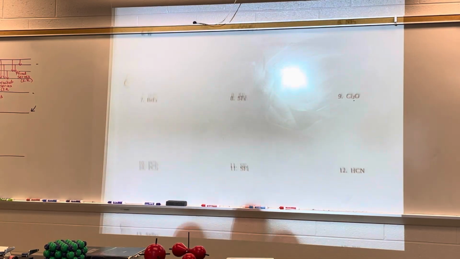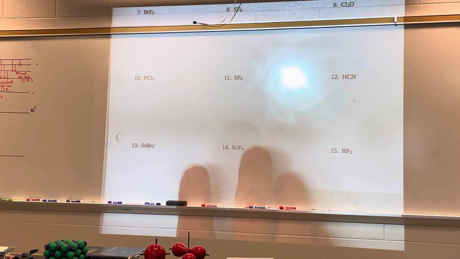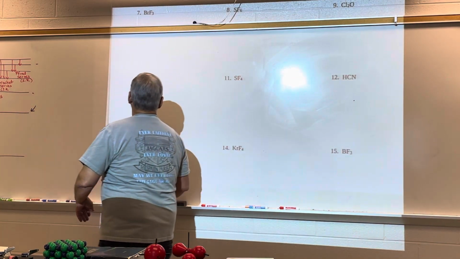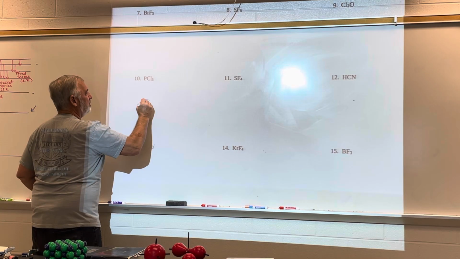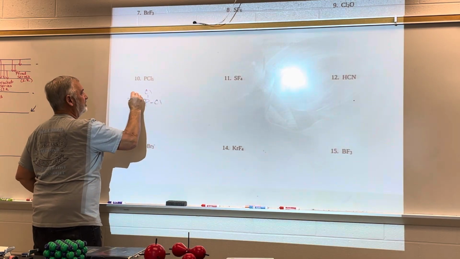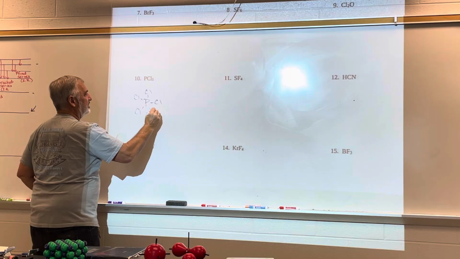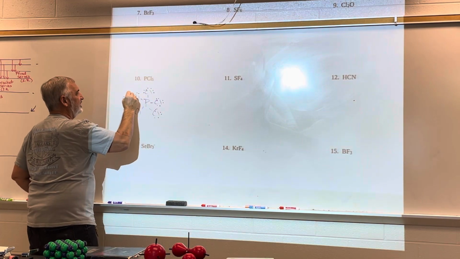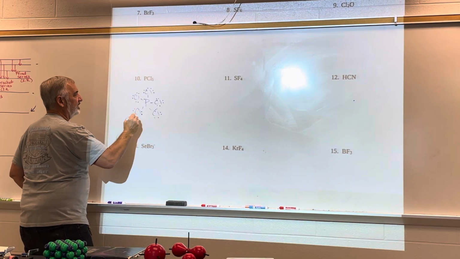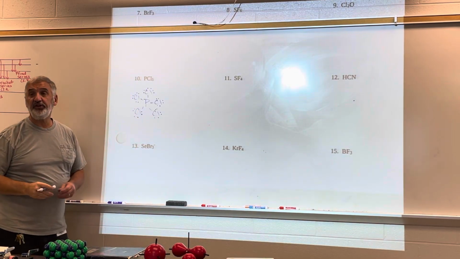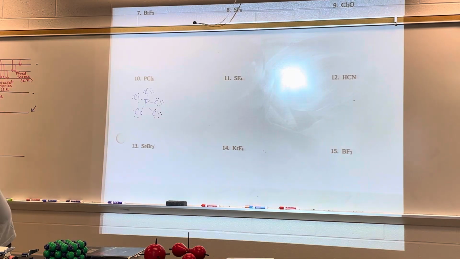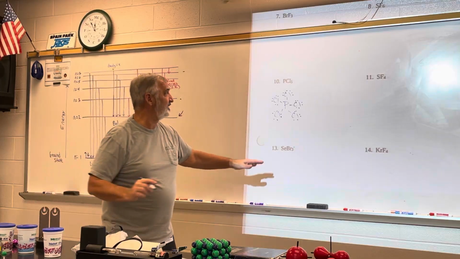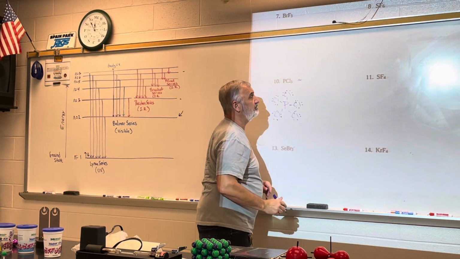Now, I need to throw out a couple of exceptions here. PCl5 is just going to look like this, with lone pairs all the way around. What's my AX formula going to be? AX5, and so as a result, it's going to be trigonal bipyramidal. That's going to be this right here. That's a very common compound. They use it all the time.